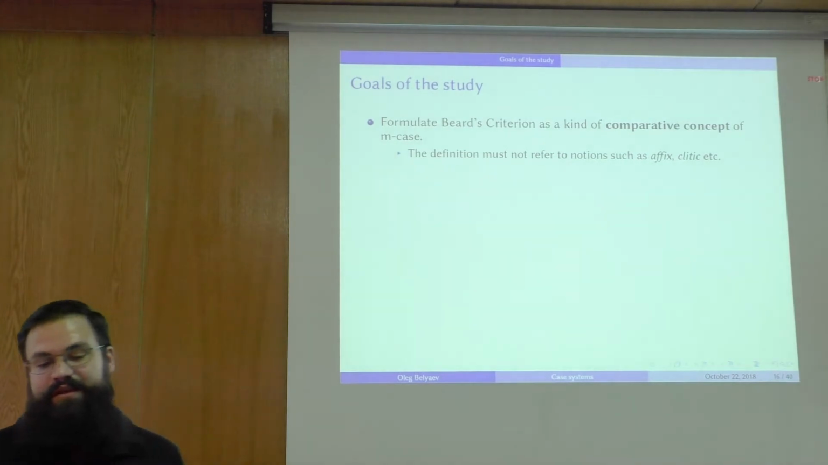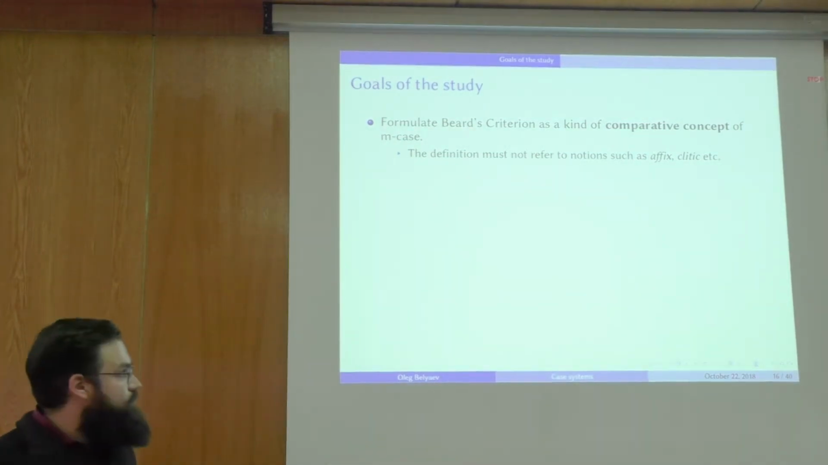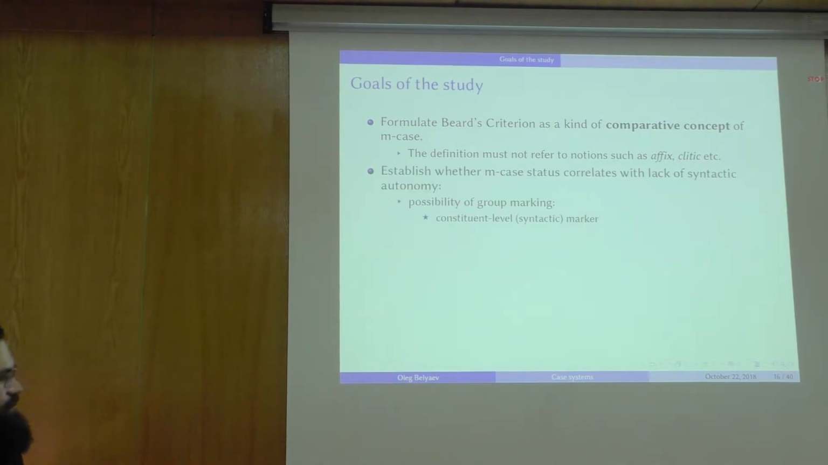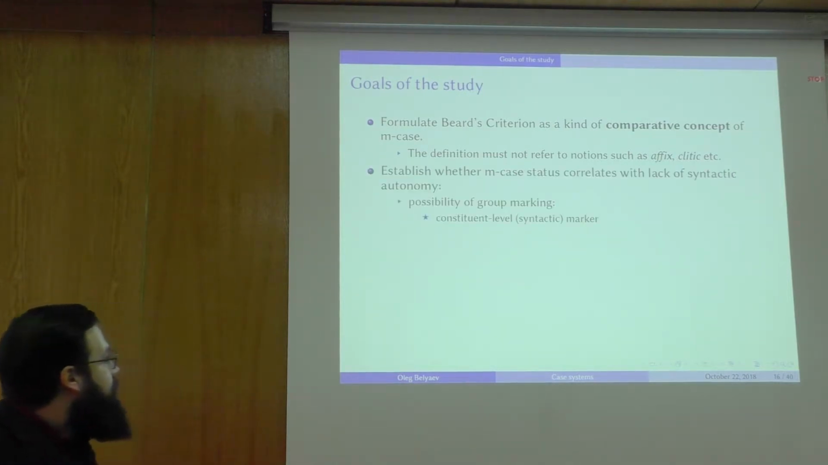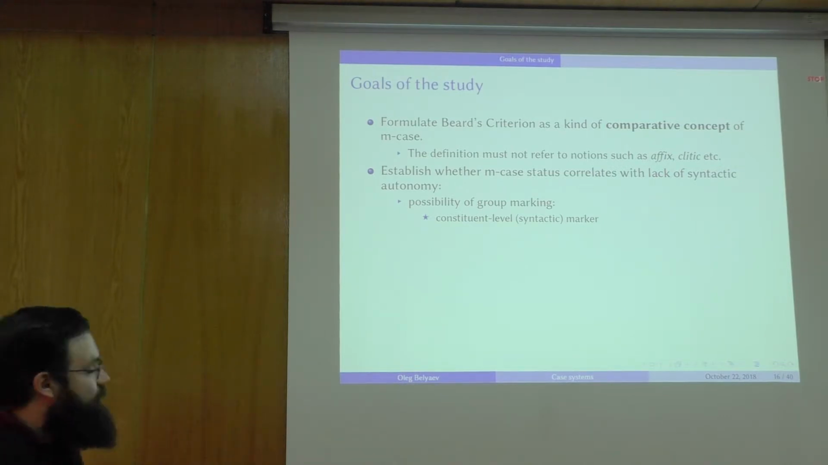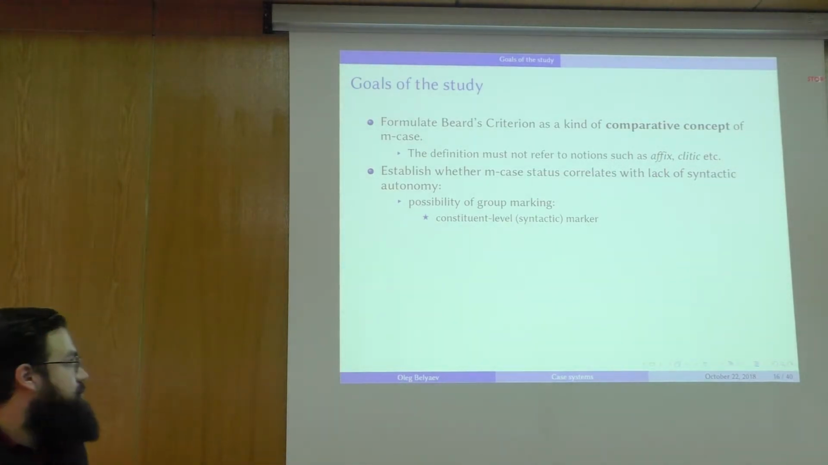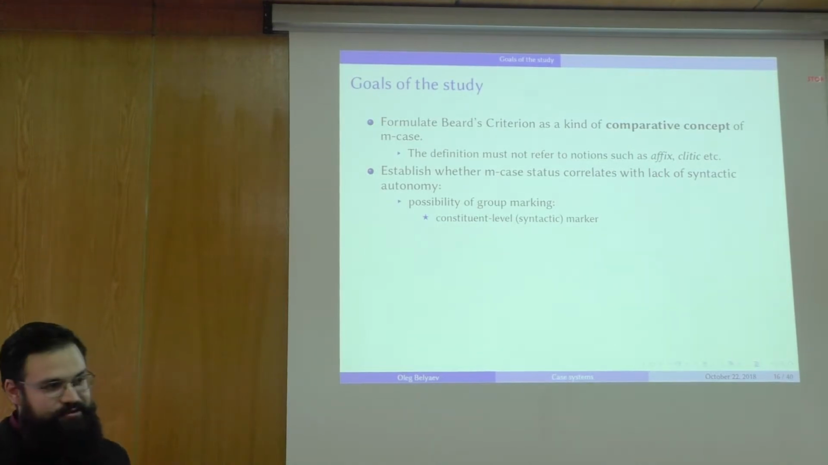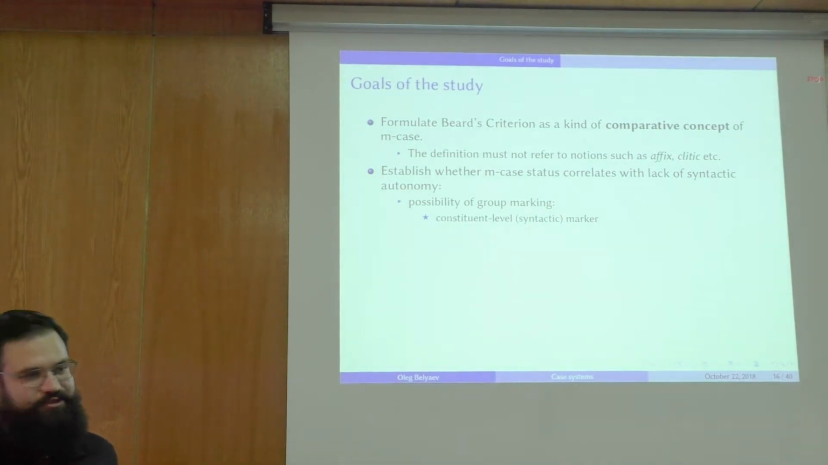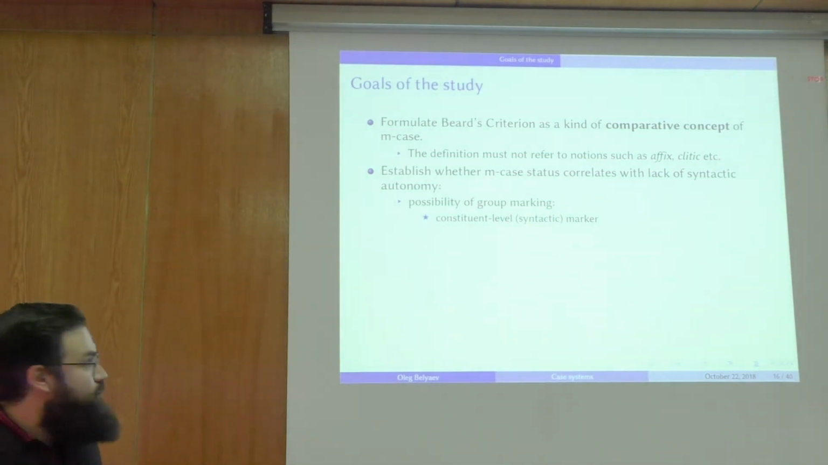It should stem directly from the interrelations between forms, between exponents of different categories. Then establish whether M-case status correlates with lack of syntactic autonomy, and here I'm looking at two parameters. The first parameter is the possibility of group marking. The assumption is that the possibility of group marking is a feature which is more typical for non-morphological categories.